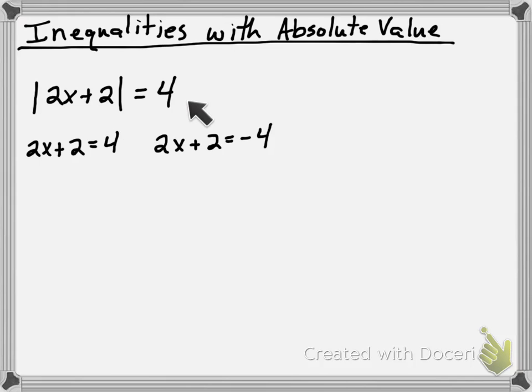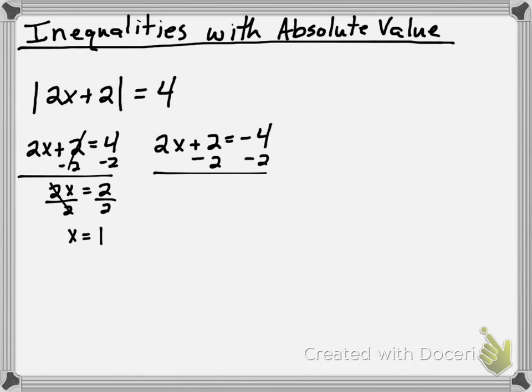So this one equation really breaks down into two equations. And then I solve each equation individually. So I subtract 2 from both sides, I get 2x equals 2. Divide by 2, and I get x equals 1. On the other side, I subtract 2, I get 2x equals negative 6. Divide by 2, and I get x equals negative 3.